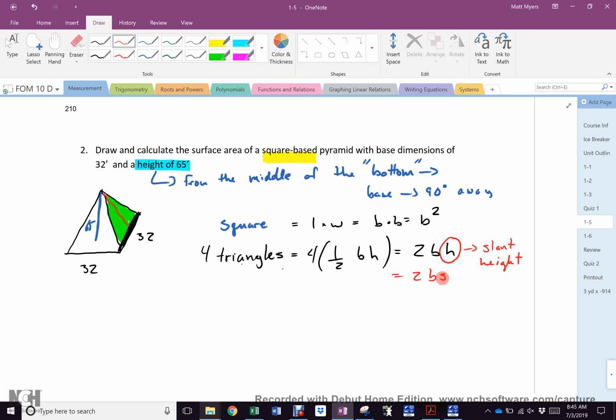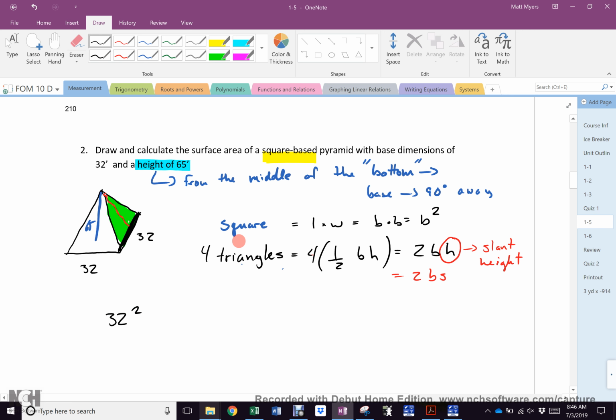Does everybody see how it works? I had 4 triangles. 4 times a half is 2. Everybody good? So now I've got base squared. Well, I said my base was 32, so I do 32 squared. And then I've got these 4 triangles. What math do I do here?